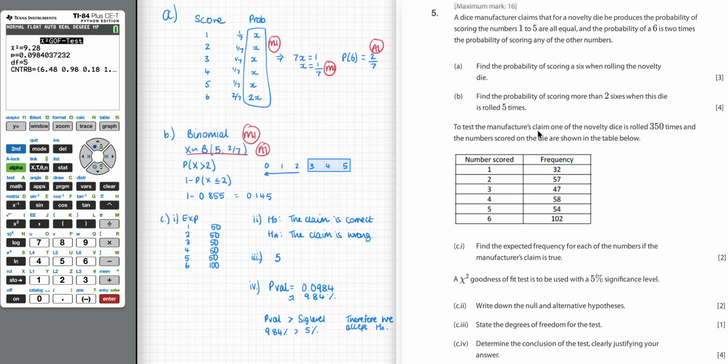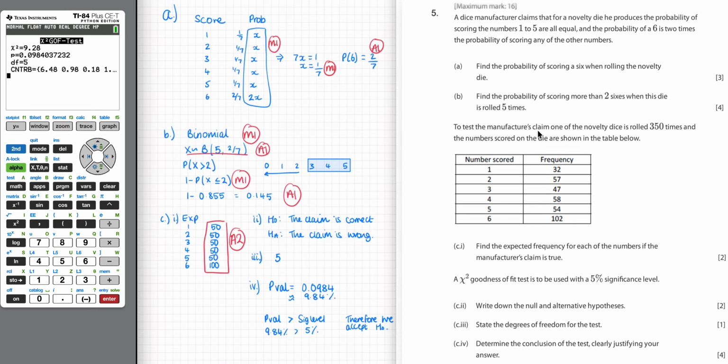The third one is for recognizing that you needed to use the CDF and for subtracting, or if not, for working out 0, 1, and 2 and then adding them together. And then there is a final mark there at the end for your final answer of 0.145. Part C, so the first part is 2 marks, and that is for finding the expected frequency. That's 2 marks in total. You can't get 1 mark and 1 mark, it's just 2 marks.